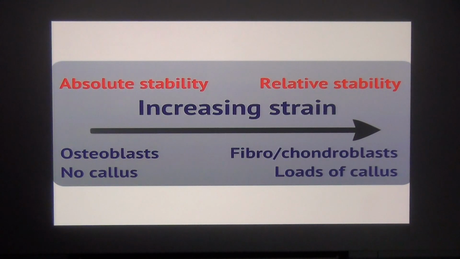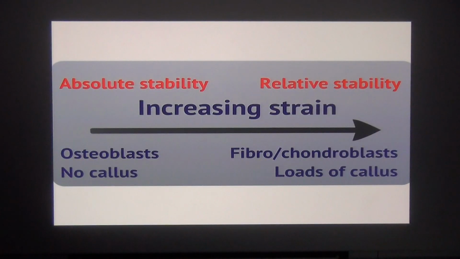At this end, you get fibrochondroblasts kicking off before the bone gets switched on. The bone gets switched on in response to the diminishing strain. So it's almost as though, in this scenario, the fibrochondral bit has already happened and they're just waiting for the strain to come down before it turns on.